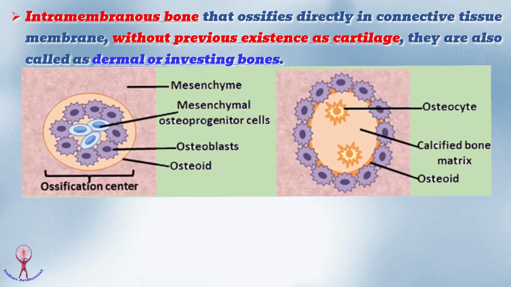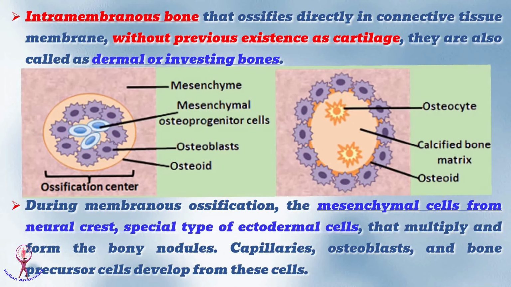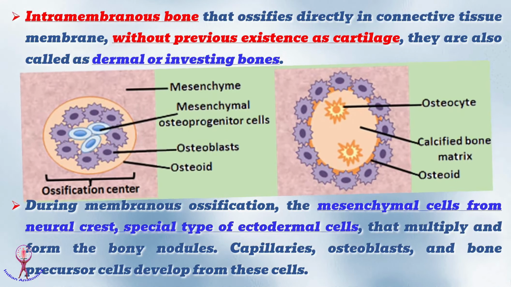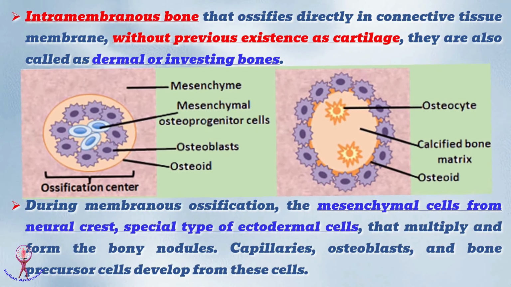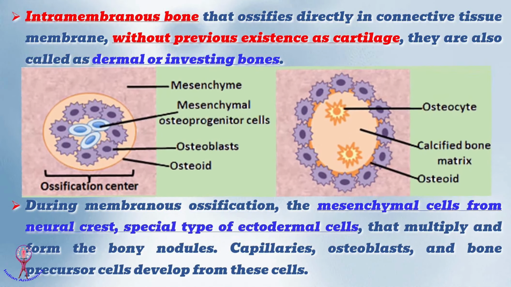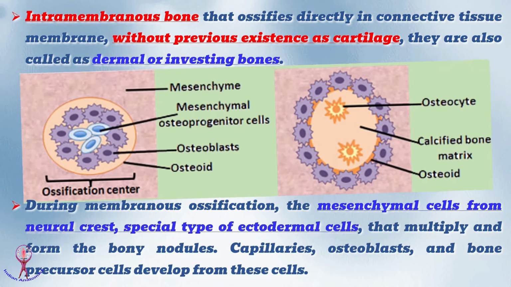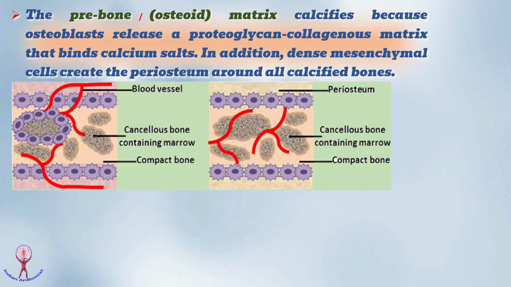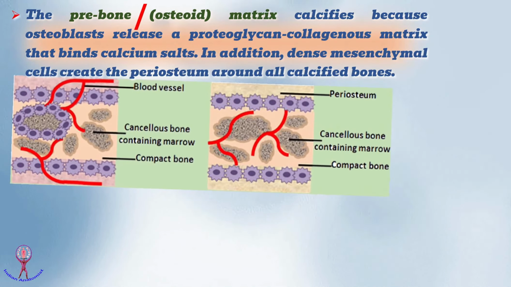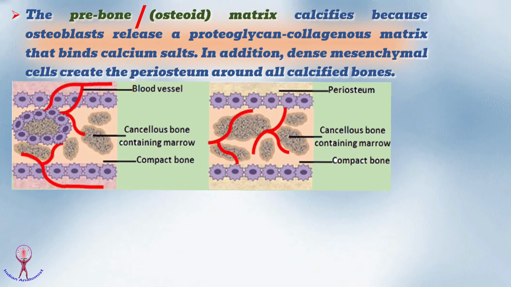dermal or investing bone. During membranous ossification, the mesenchymal cells from the neural crest, which are a special type of ectodermal cells, multiply and form the bony nodules. Capillaries, osteoblasts, and bone precursor cells develop from these cells. The pre-bone osteoid or matrix calcifies, because osteoblasts release a proteoglycan collagenous matrix that binds calcium salts.